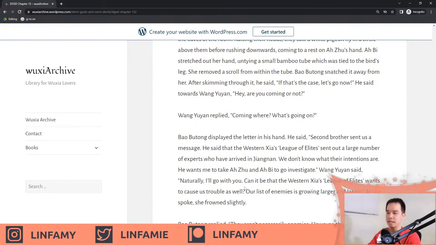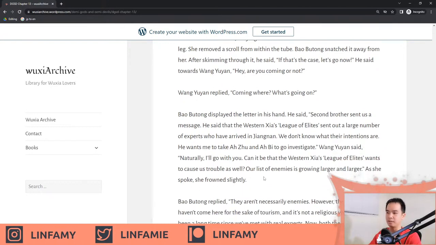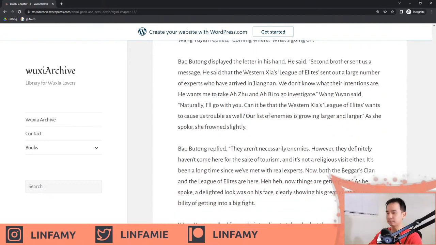Wang Yuyan said, "Naturally, I'll go with you. Can it be that Western Xia's League of Elites wants to cause us trouble as well? Our list of enemies is growing larger and larger." As she spoke, she frowned slightly.